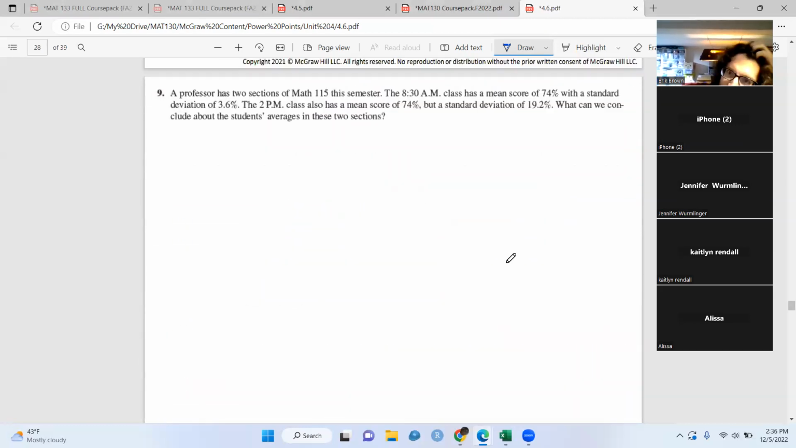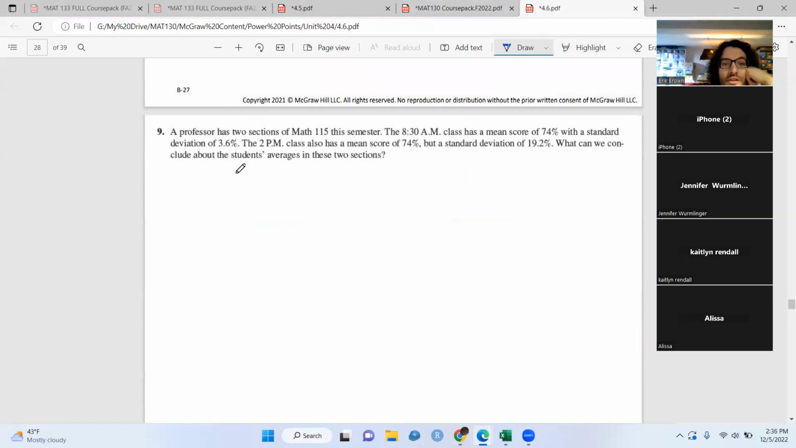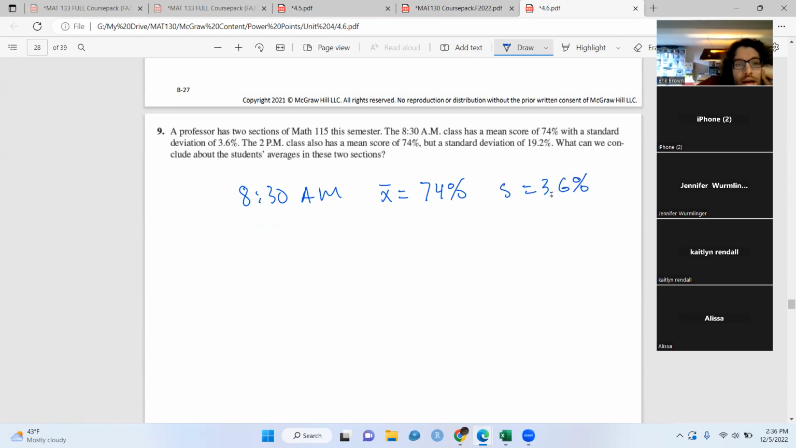Okay. I like this question too. So here we got a professor who has two sections of a math class. We got an 8:30 a.m. class and the mean score, so we'll call that the X bar, is 74%, with the standard deviation of 3.6%. And then the 2 p.m. class has a mean score of, the same thing, 74%, with a sample standard deviation of 19.2%.